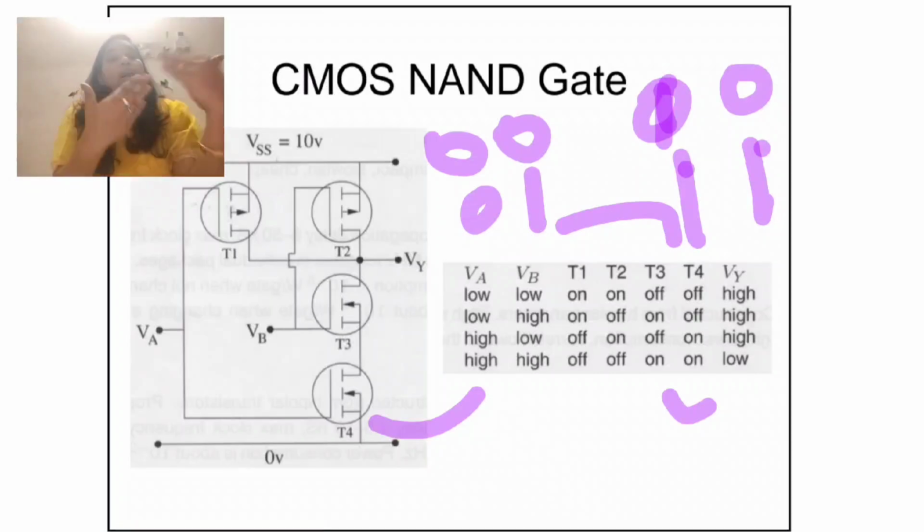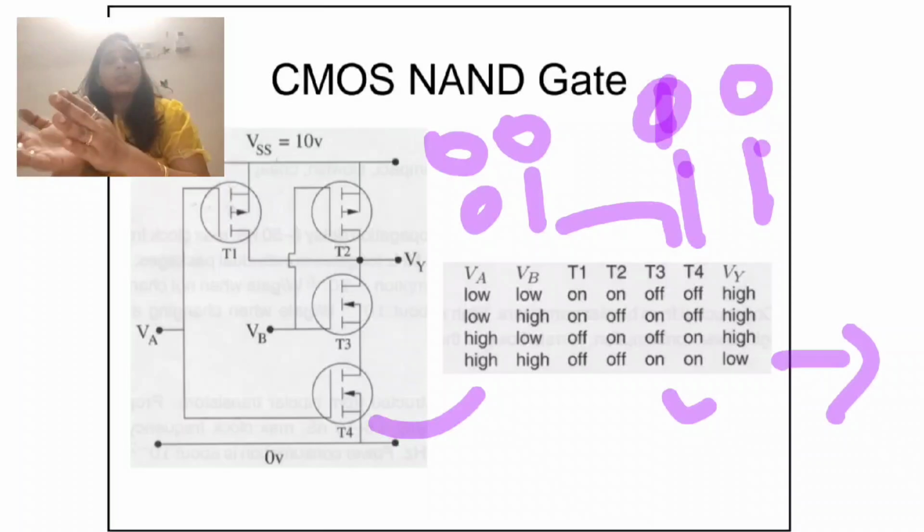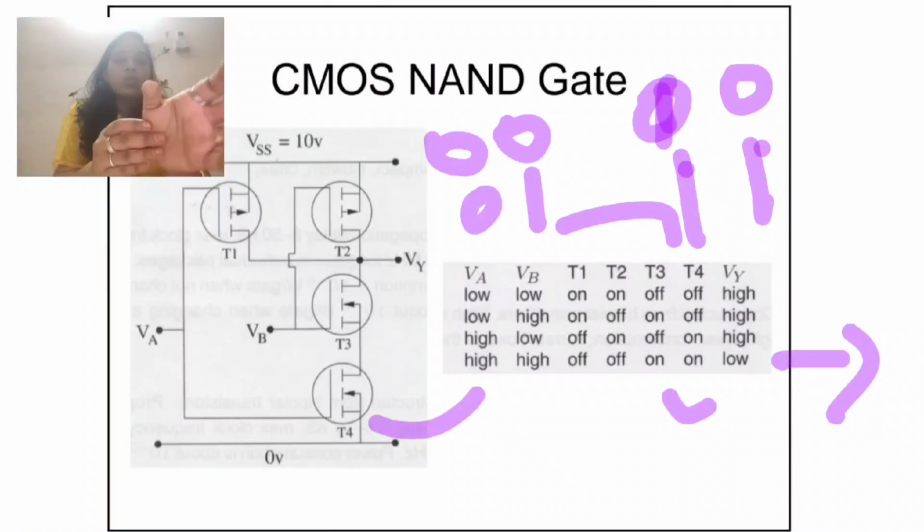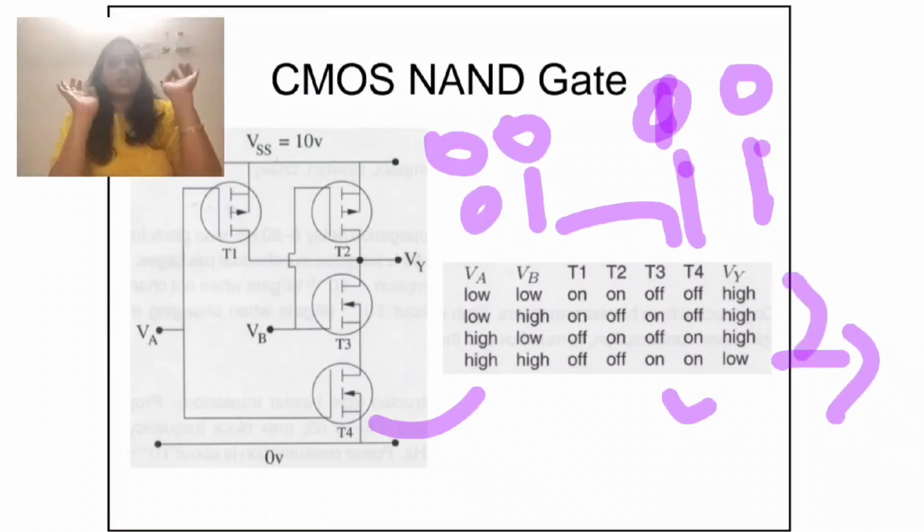That time if I pass high values, I will get low voltage. If I pass one high and another low, I can get high voltage. If I pass both low values, I can get high voltage. If I pass one low and one high, I can get high voltage. If I pass high voltage to both, I can get low voltage. So this is the circuit method in digital electronics.